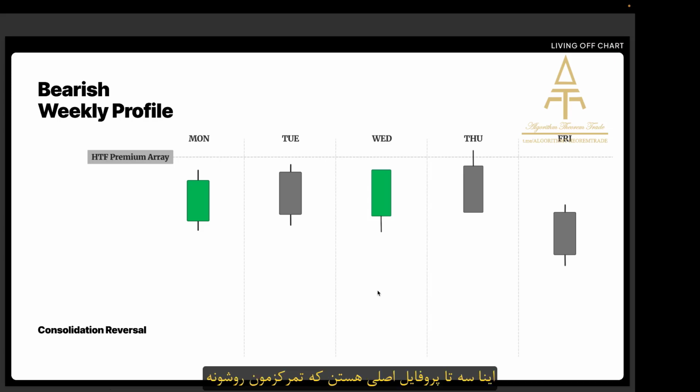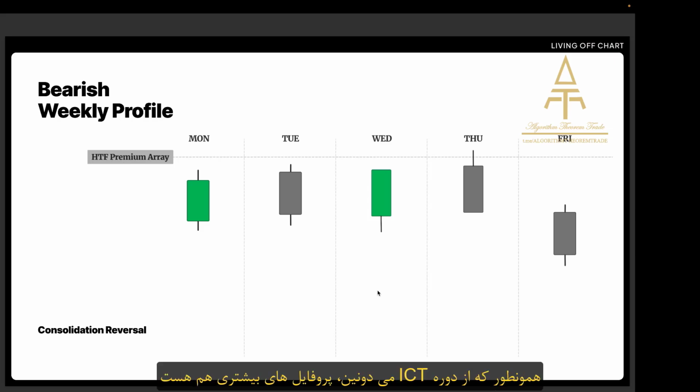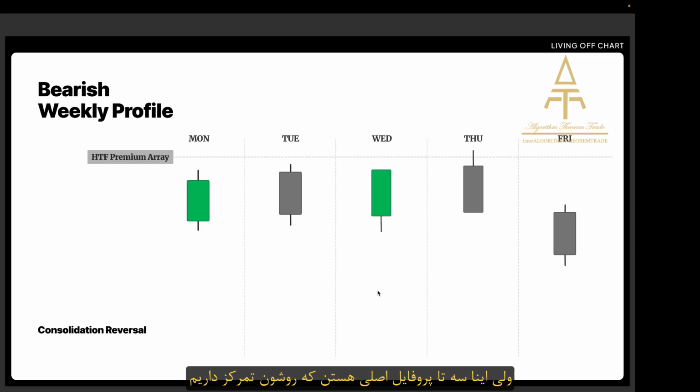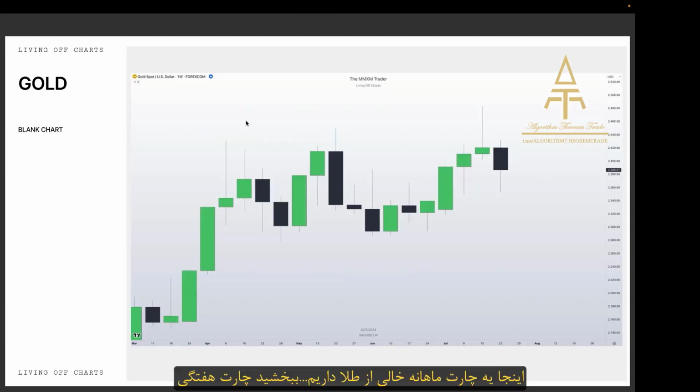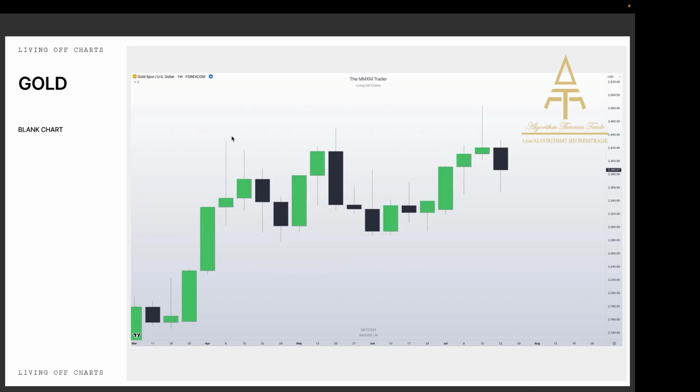Now these three different profiles are the main profiles we're going to be focusing on. They are more, as you guys may know, in ICT's arsenal. However, these are the 3 main profiles that we're going to focus on. If you just focus on these 3, that's going to be more than enough for you. All right, now here you can see a gold blank weekly chart.